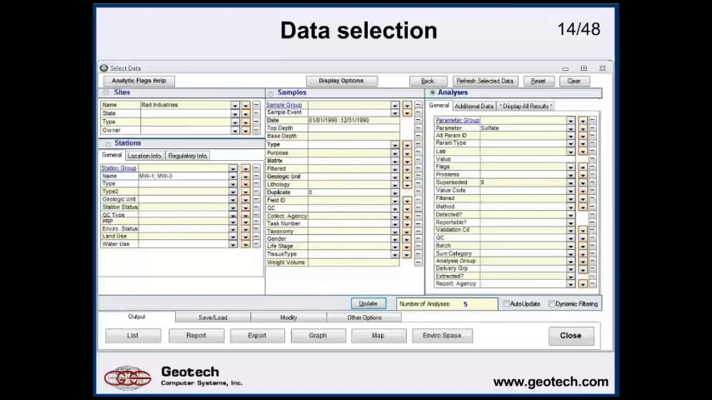So we have two locations, and we have a range of dates. In this case, it's a year, and for sulfate. And so I just clicked on update. It tells me I have 5 sulfate results that fit these criteria. And then I have these various options. I can make a list or report, export, graph, map, or go out to the Enviro Spase GIS tool.